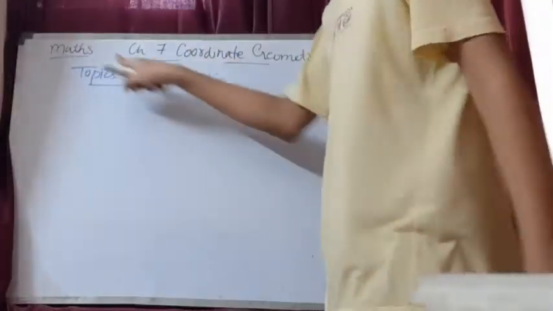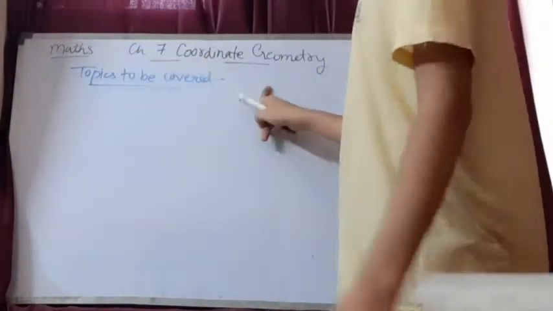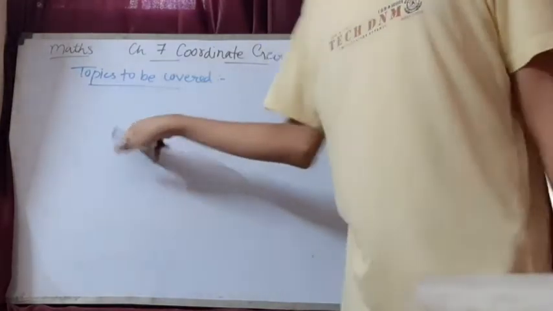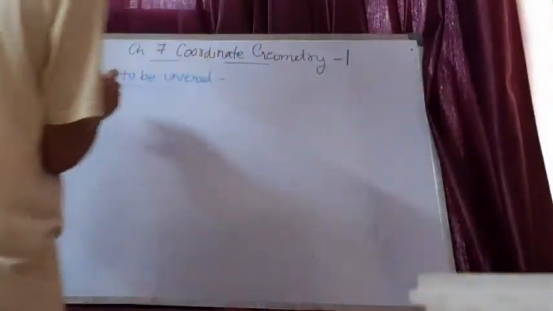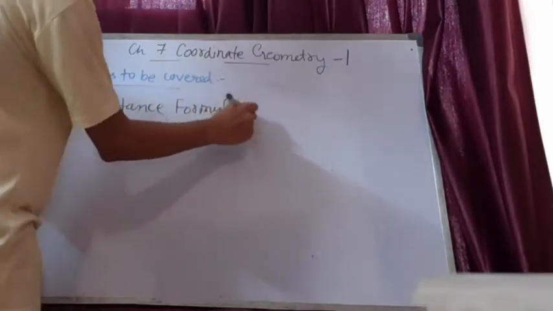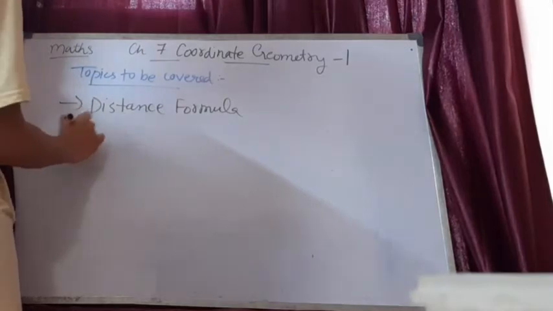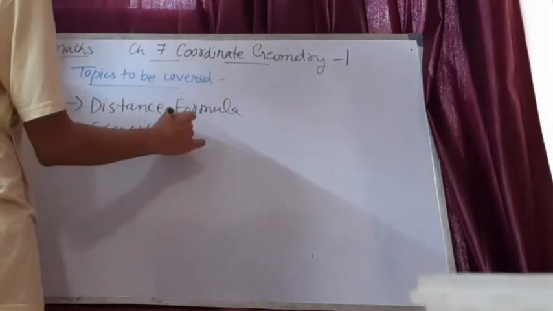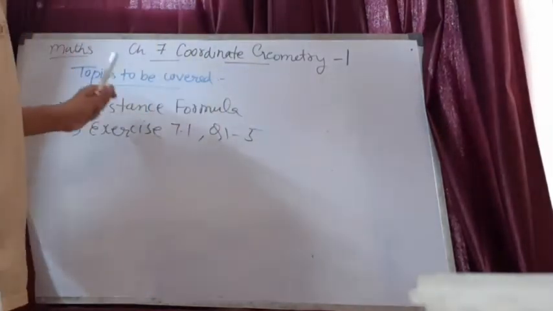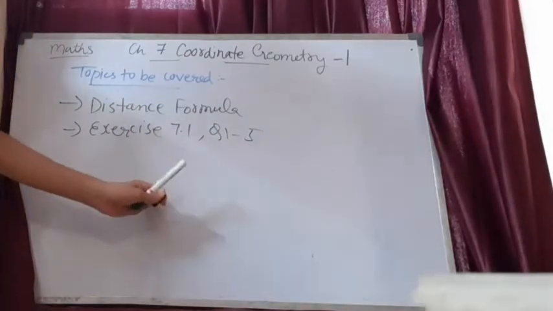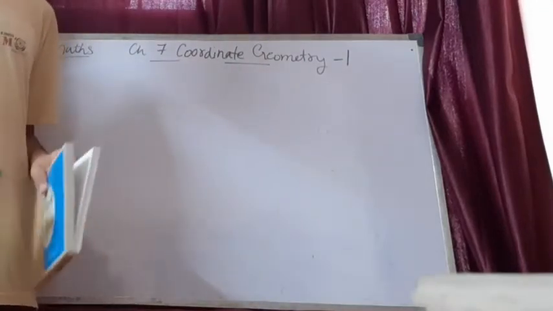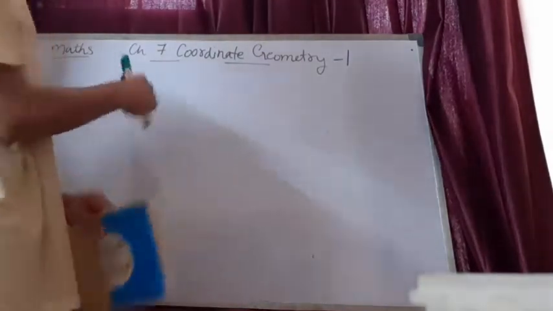So today we'll be covering Maths Class 10, Chapter 7, Coordinate Geometry L1. The topics that we'll be covering are the distance formula along with exercise 7.1 question 1 to 5. First I will be explaining the distance formula, and after that we'll be covering question number 1 to 5. So let's start.